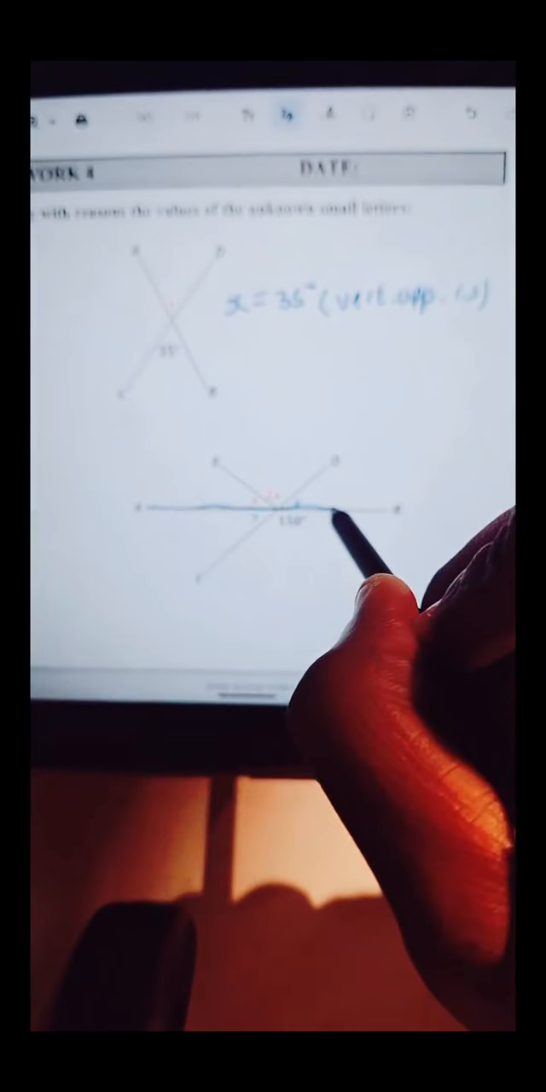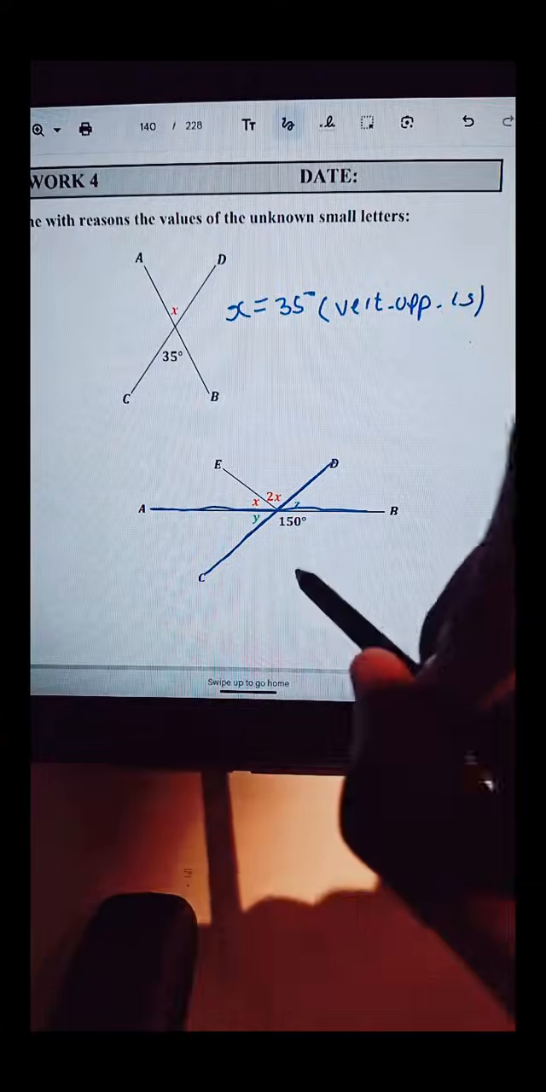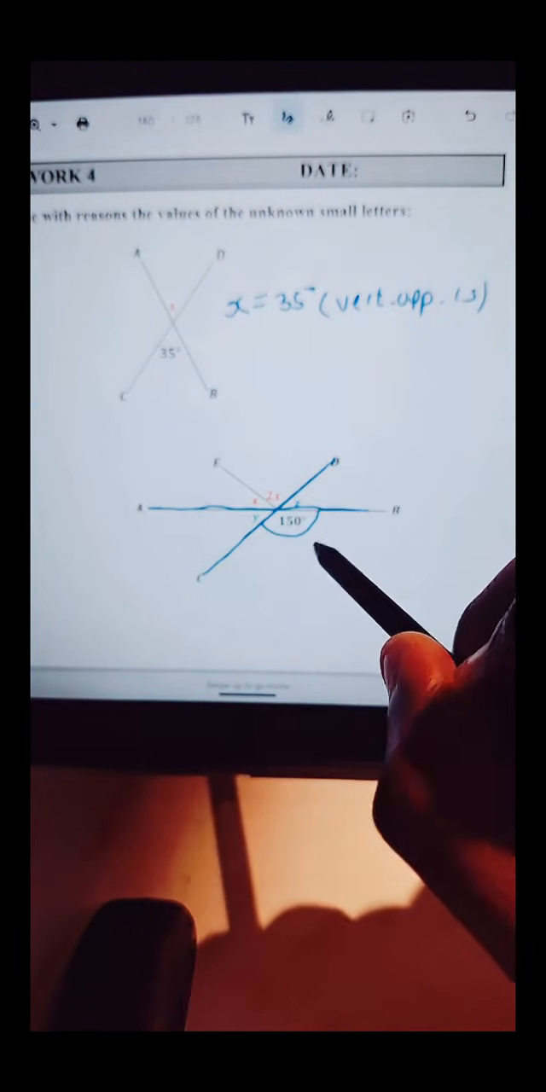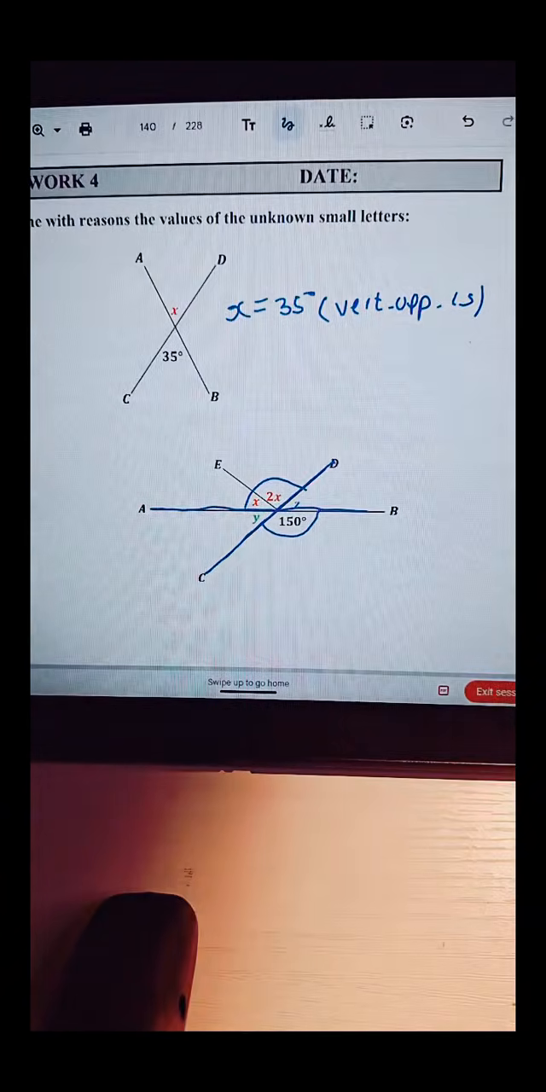Look at this line. And then look at this line. What do you see? This angle and this angle. Everything must be logical here, guys. We can't just write answers just like that. There must be a logical flow.